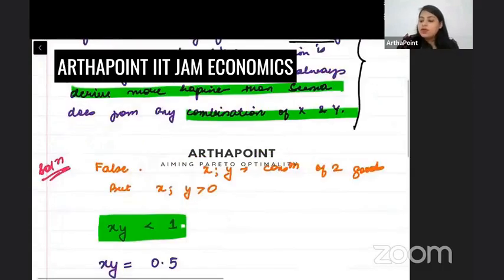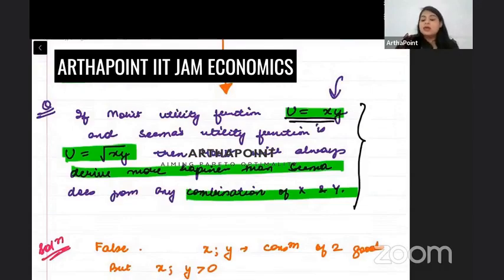So although from the utility function, you may think that xy is always greater than root xy, that is not always true. The reverse is also possible. So the current statement is false. That is the first question of the day. Is that clear? Okay, beta. Write down the next question.